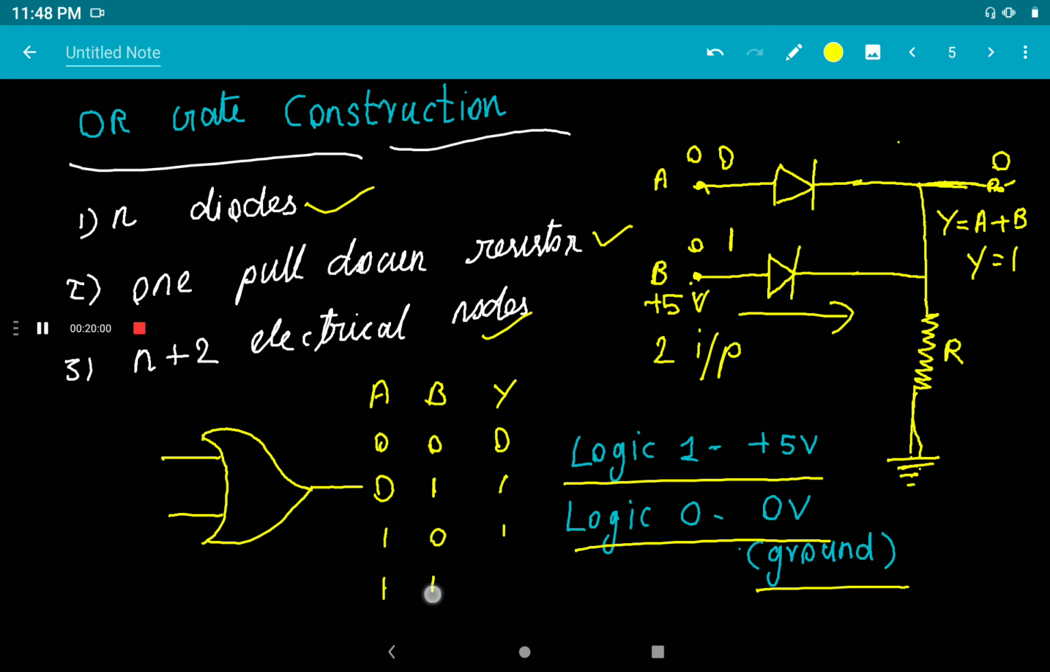Now, if both the inputs are at logic 1, what will happen? Both diodes will be forward biased. So the output will also be at 1. So if both the inputs are at logic 1, the output will be at logic 1. Hence this gate performs a logical OR function.